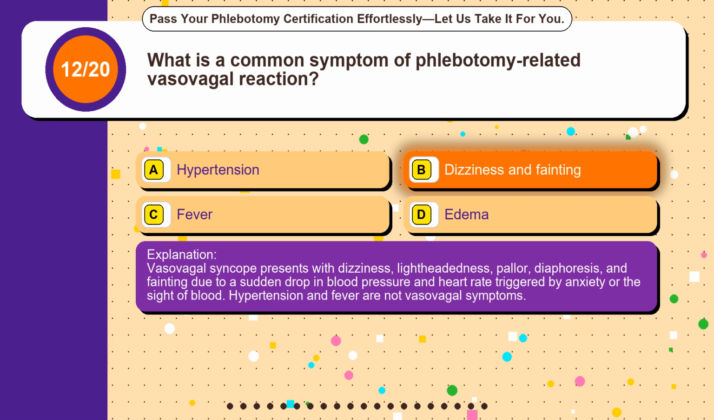Vasovagal syncope presents with dizziness, lightheadedness, pallor, diaphoresis, and fainting due to a sudden drop in blood pressure and heart rate triggered by anxiety or the sight of blood. Hypertension and fever are not vasovagal symptoms.